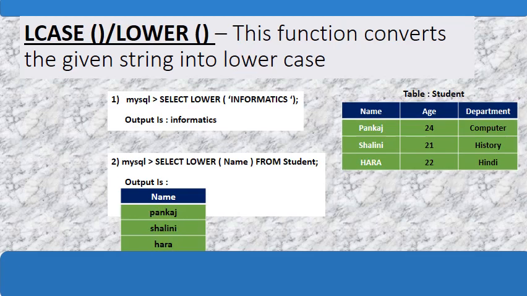Lcase or lower function. This function converts the given string into lowercase. We can discuss the examples. First one, select lower informatics. Here the argument is informatics in uppercase. So the lower function will convert informatics to lowercase.